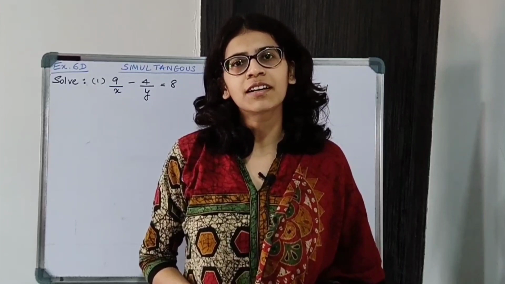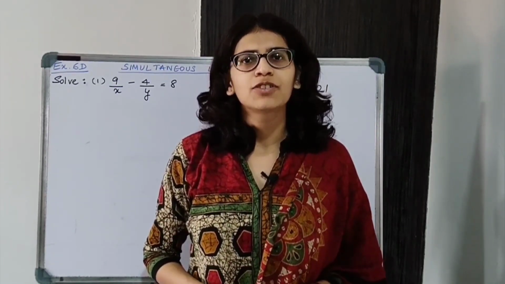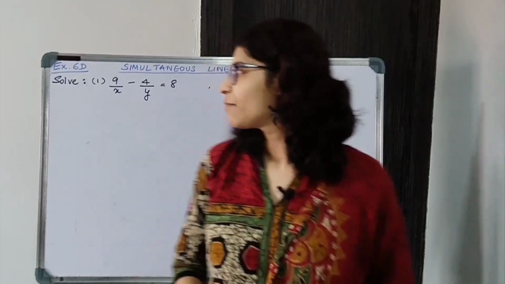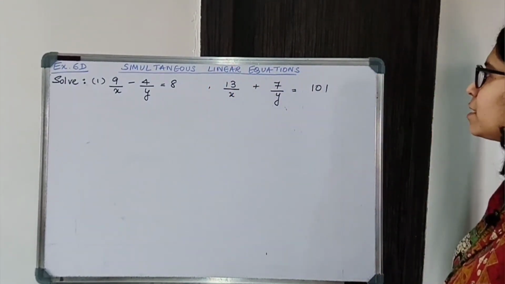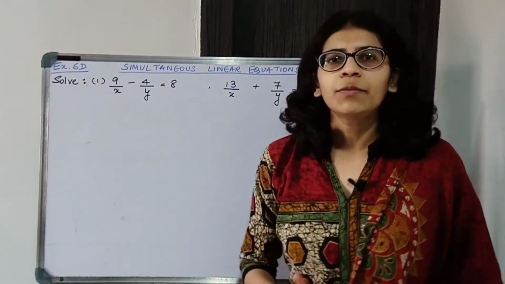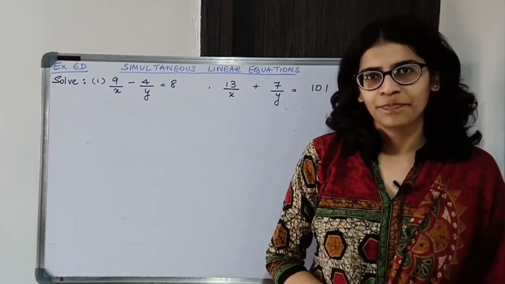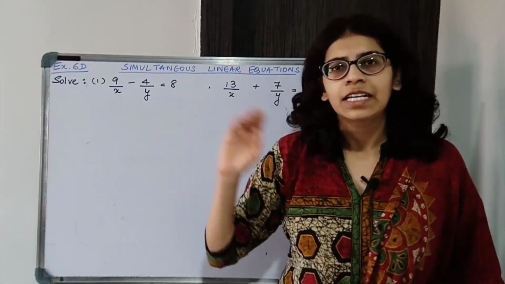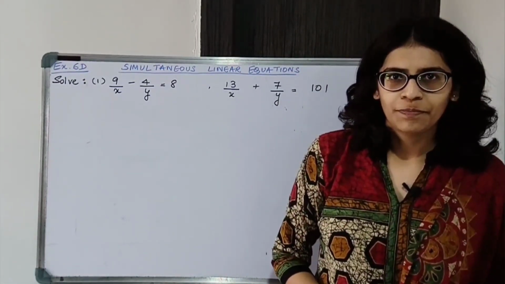In this video, we'll start with exercise 6D from chapter Simultaneous Linear Equations. So starting with question number 1. 9 upon x minus 4 upon y equals 8 and 13 upon x plus 7 upon y equals 101. We have a pair of linear equations, but the variables are in the denominator. X is in the denominator, y is in the denominator. So how will we solve such kind of questions?